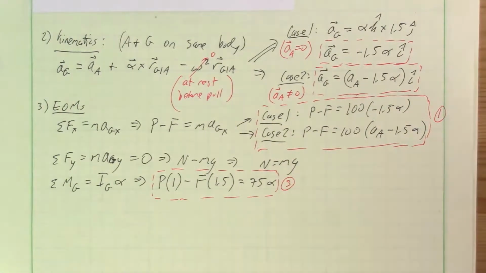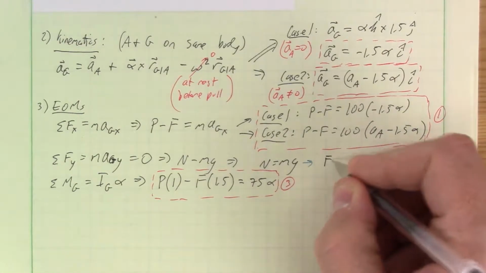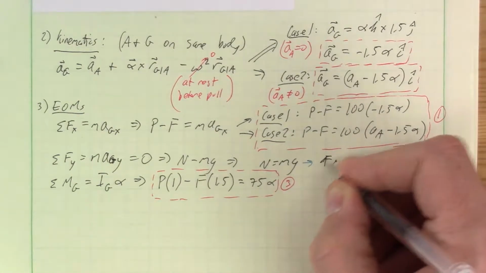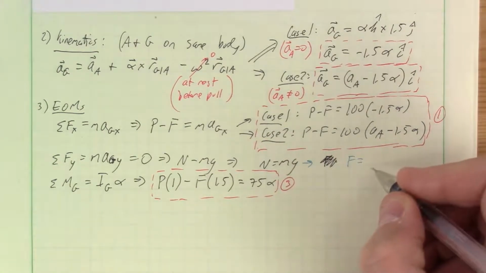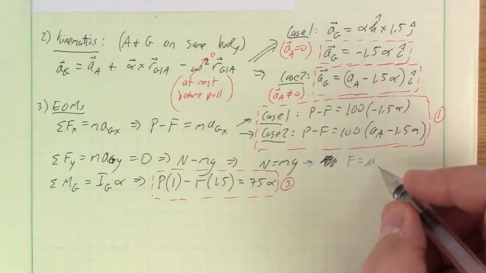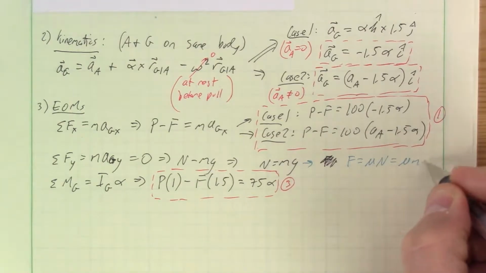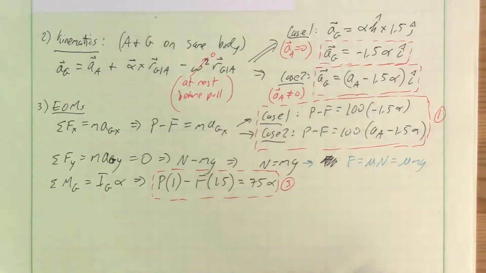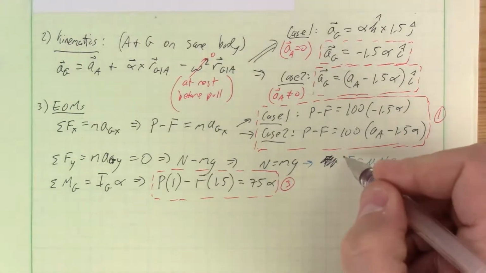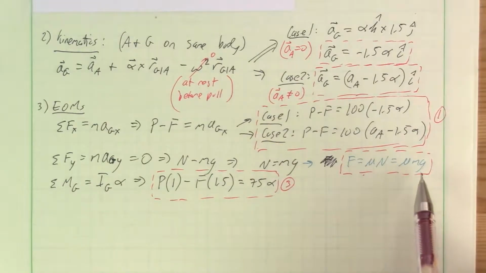Let's get the second one into something more useful. This is going to tell us that the friction force, which is our friction coefficient times N, equals mu mg. So this is useful. Let's star this. This is now completely known if we're in a certain case.